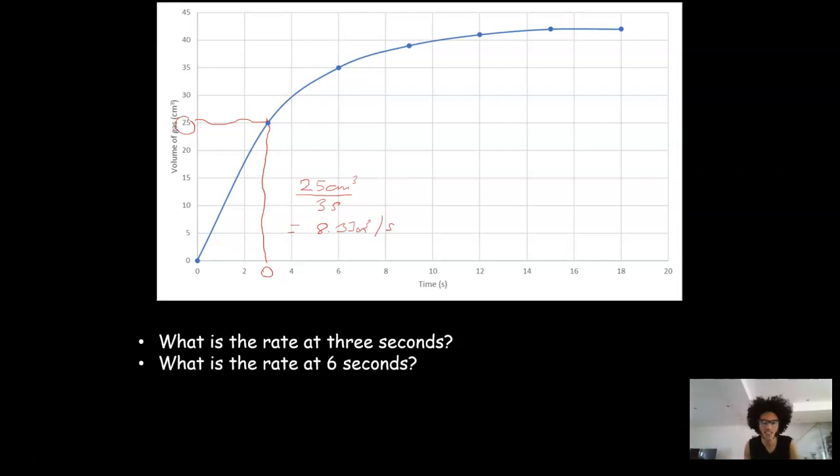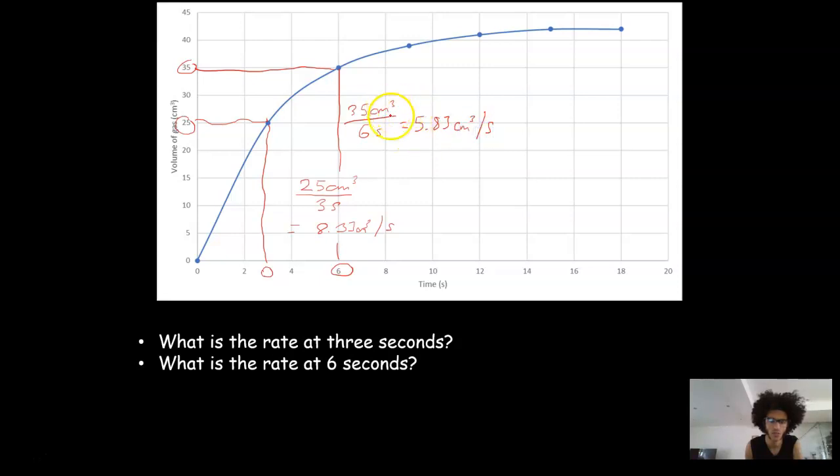Let's say I have to work out the rate at 6 seconds. Again, the first thing I do is work out where that time is on my x-axis, which is here. I then have to see where 6 intersects on my curve. So I do a line up, which reaches this point, and then I draw across as straight as I can, and it will hit there, which is 35. So now I've got the numbers 6 seconds and 35 centimeter cubed. I have to do volume divided by time. So I do 35 centimeter cubed, and I divide that by the time, which is 6 seconds. That gives me, I think, 5.83 centimeter cubed per second.